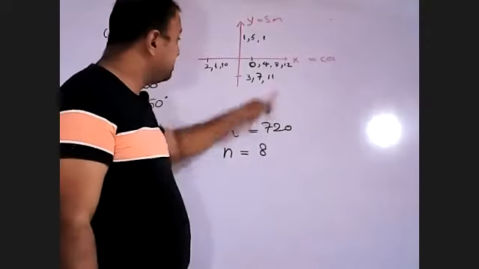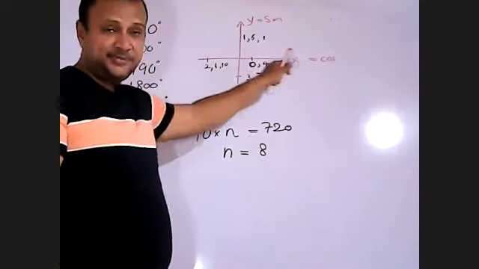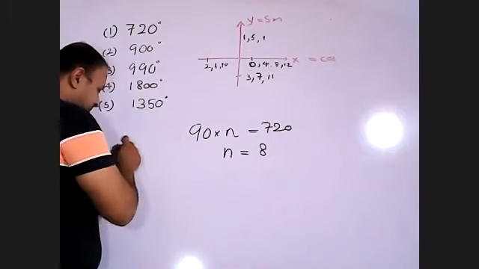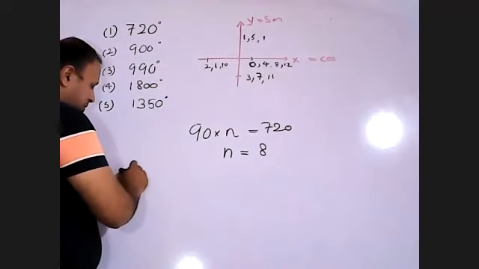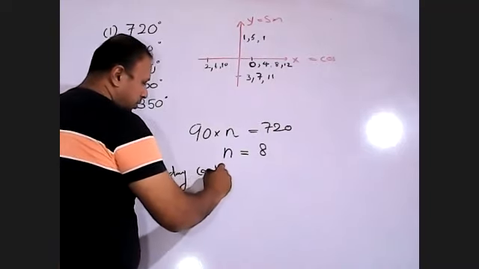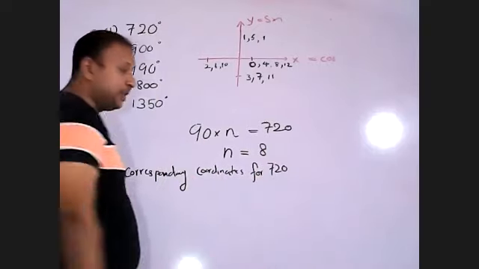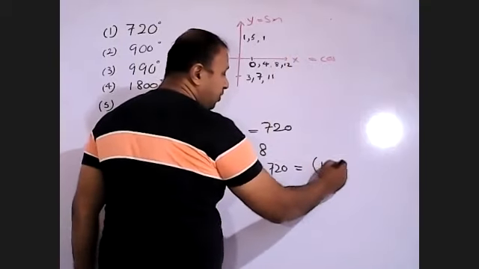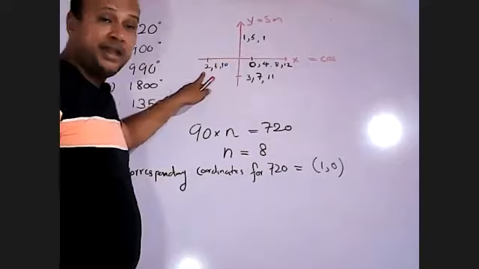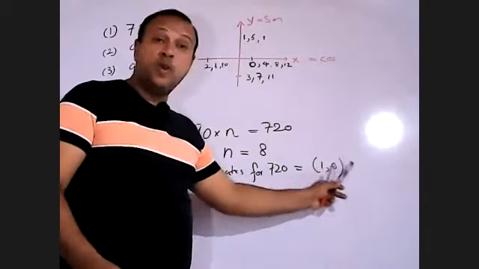And if n is equal to 8, now the angle is on this side of the x-axis. So the corresponding coordinates for 720, I can write this one. Therefore, the corresponding coordinates for 720, this axis means 1, 0, no? The coordinate of this axis is 1, 0. This is 0, 1. This is minus 1, 0. This is 0, minus 1. Okay. So the corresponding coordinate for 720 is equal to 1, 0.